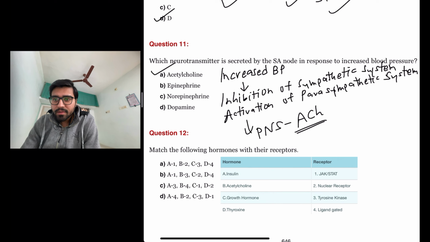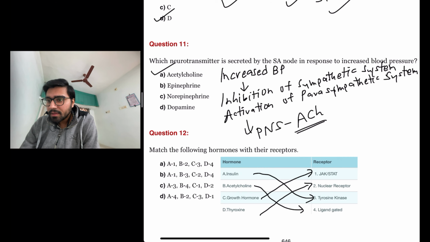The next question is, match the following hormones with their receptors. Insulin, tyrosine kinase receptor; acetylcholine, ligand gated receptor; growth hormone, JAK-STAT receptor; and thyroxine, nuclear receptor. So A is 3, B is 4, C is 1, and D is 2.